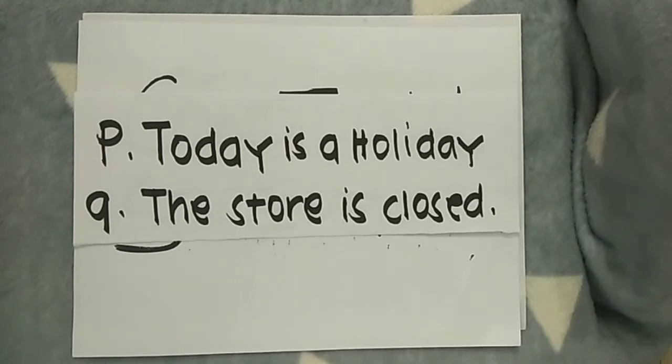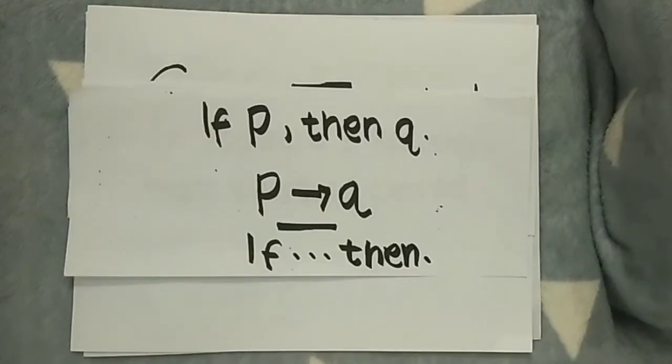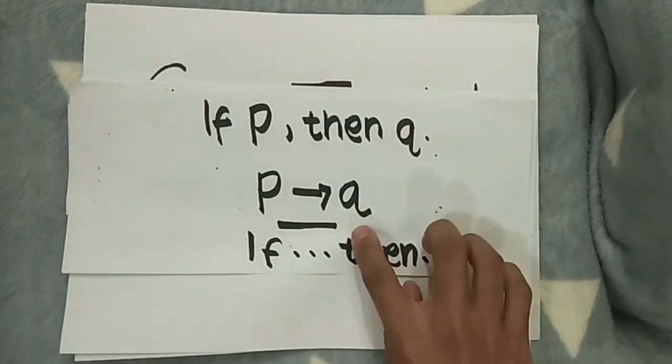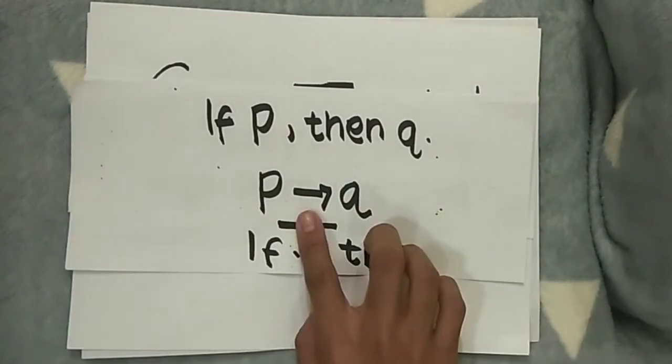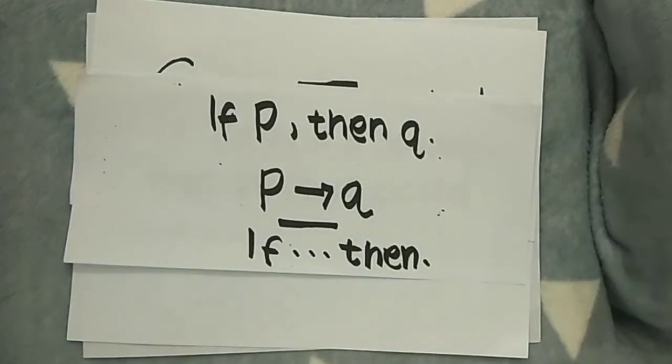Now, I can put these two statements together into one statement, a conditional statement, sometimes called an if-then statement, and that's going to be: if today is a holiday, then the store is closed. Or I could just say if P, then Q, and I can write this with symbols. I can put P and an arrow and a Q, with the arrow from P going to Q. And this is read as if P, then Q. Sometimes it's read as P implies Q.